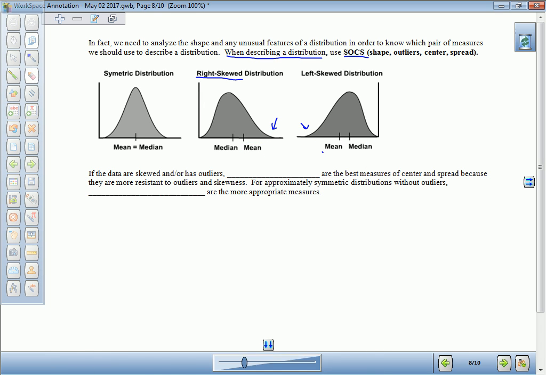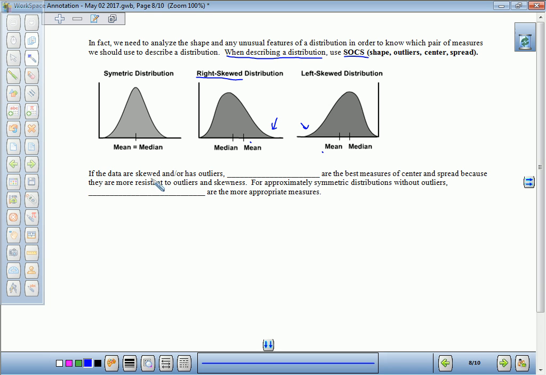Okay? So if I didn't give you the graph, but I just gave you the mean and the median, if they're the same, it might represent a symmetric distribution. But if the mean is greater than the median, it would represent a distribution that is skewed right. And if the mean is less than the median, it would represent a distribution that is skewed left. Okay. Now, this last little paragraph kind of summarizes some of the things that we need to look for.